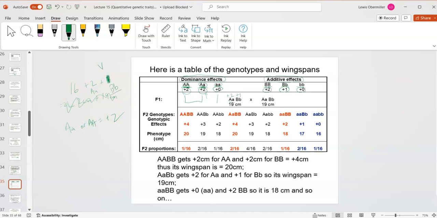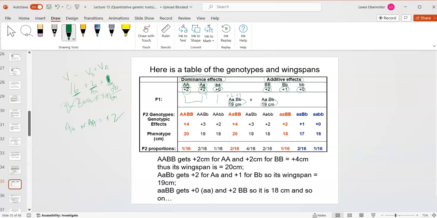So this is the variance of additive. This is the variance in the population. This is the variance of dominance plus the variance of additive, right? We're adding these together. So this is the variance in the population. We're adding 2, we're adding 1, and we end up with a wingspan of 19 centimeters.